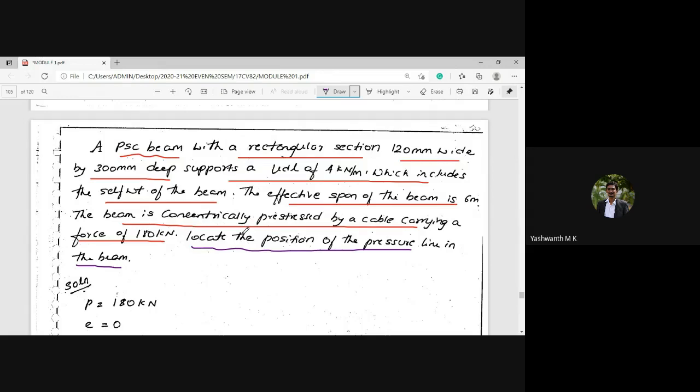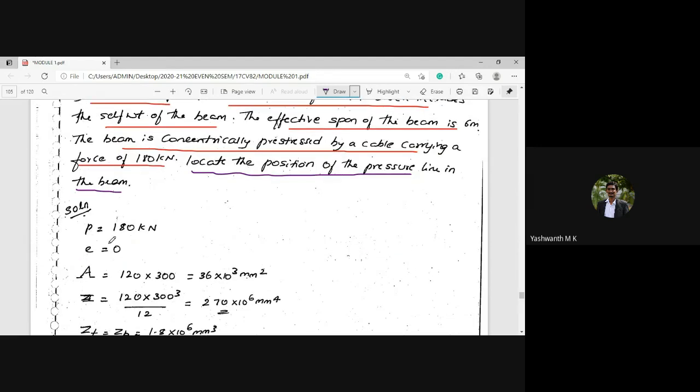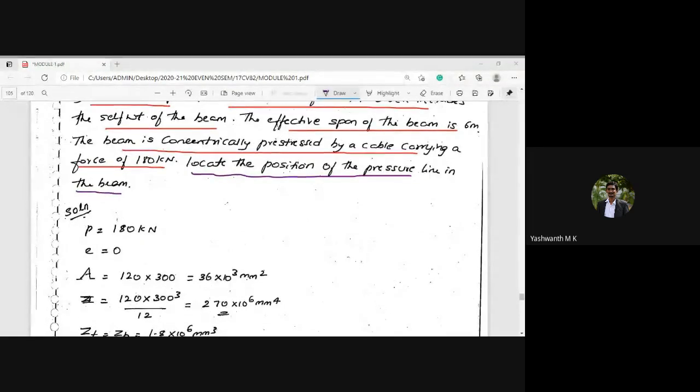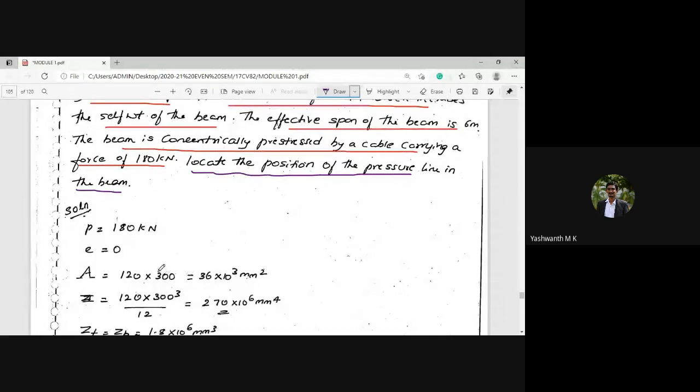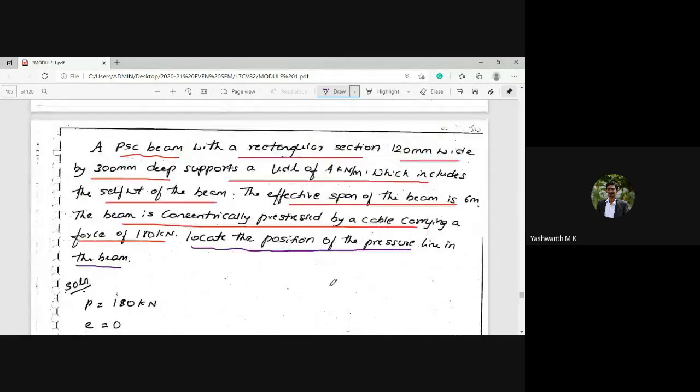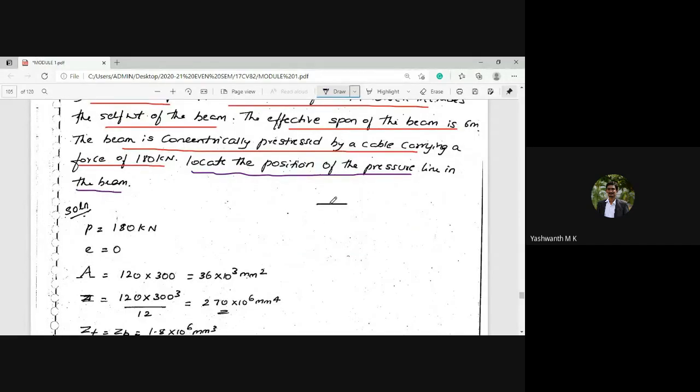That means whatever pre-stressing force is induced through the cable will be coinciding with the centroidal axis of the section, hence eccentricity is 0. Next, cross-sectional area. The cross-sectional area A is equal to 120 multiplied by 300, because the cross-section of the beam is 120 by 300, and this will be the central axis.